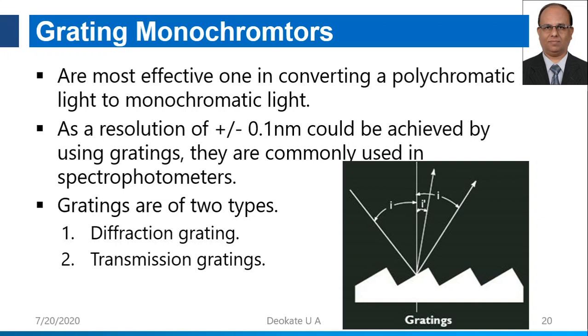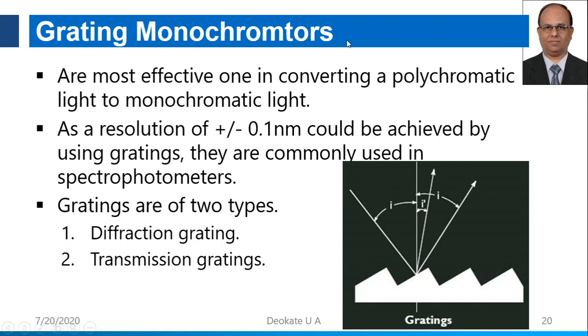Okay, so if you are using gratings, they can give you plus minus 0.1 nanometer bandwidth. So they are very sensitive, they can be used. There are two types of grating devices. One is called a transmission grating and another is called a diffraction grating. In transmission, the radiation passes through the grating and then gets dispersed, and in the diffraction grating, angular surface reflection causes the dispersion of radiation.